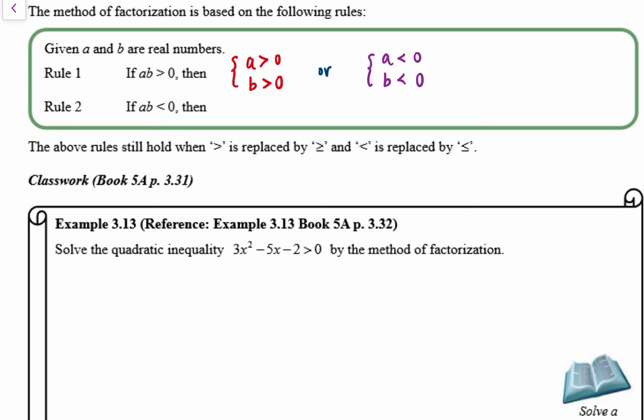The second rule is a times b less than 0, then either one must be negative. So it could be a negative or it could be b negative. And of course, the above rules still hold when the greater than inequality sign is replaced by greater than or equal to, and less than is replaced by less than or equal to.